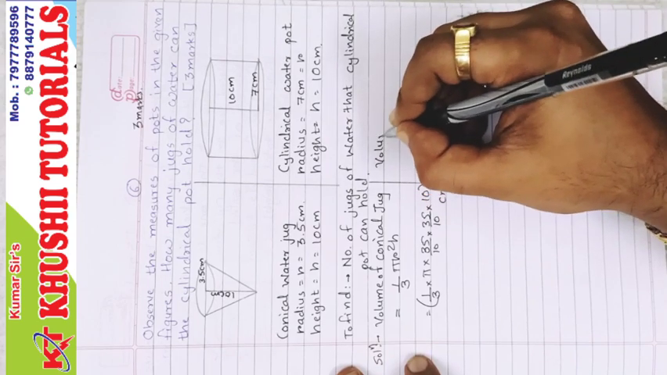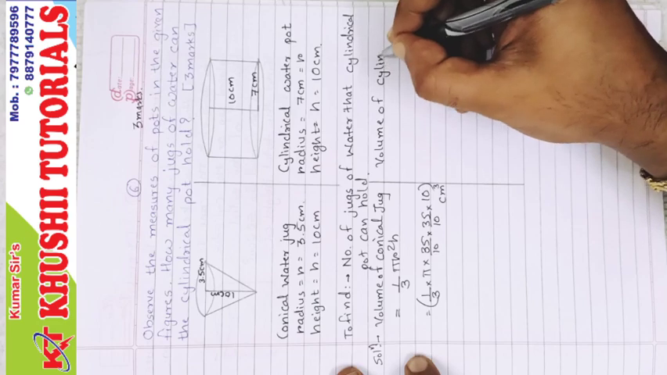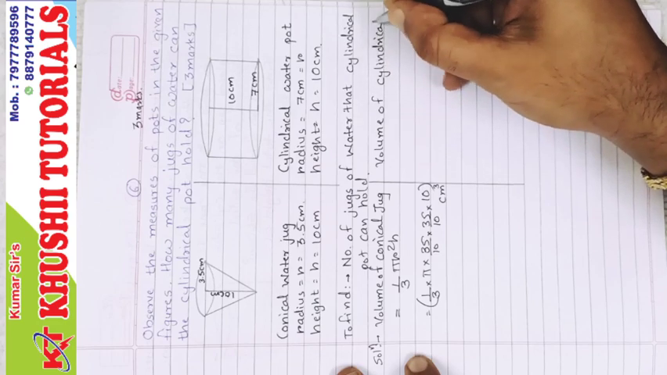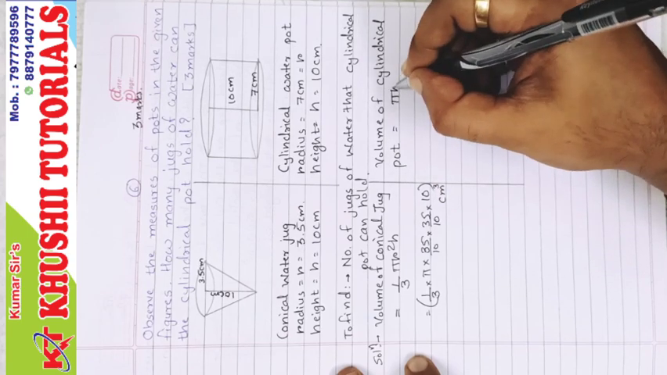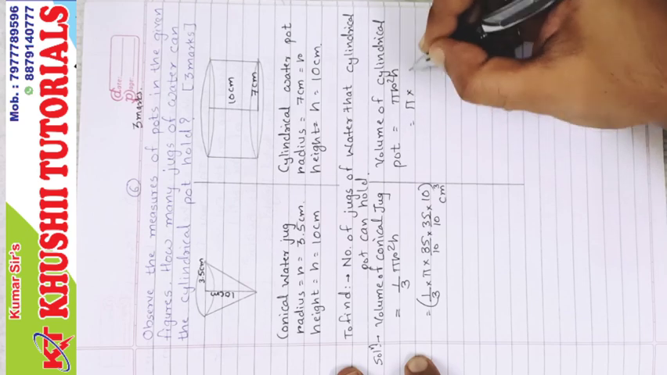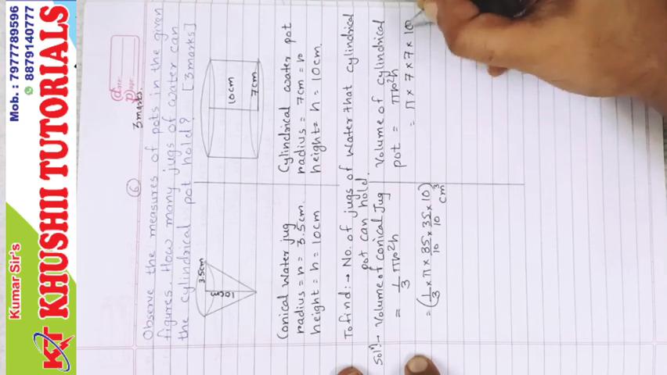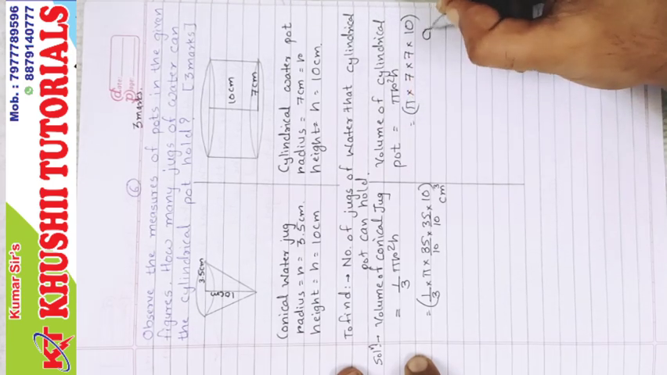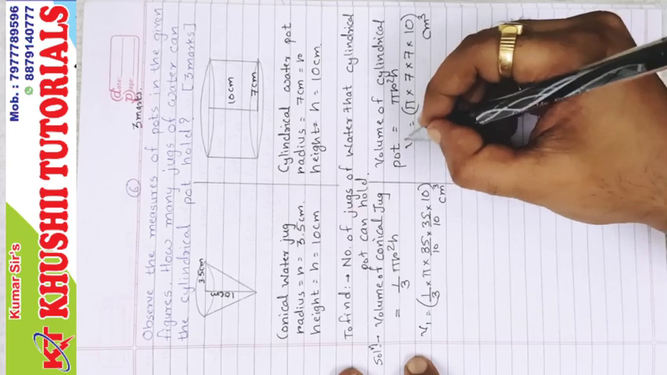Here, volume of cylindrical pot equals pi r square h. So pi will remain pi. R we know, 7 into 7, and height is 10 centimeter cube. This is V1 and we will assume this as V2.